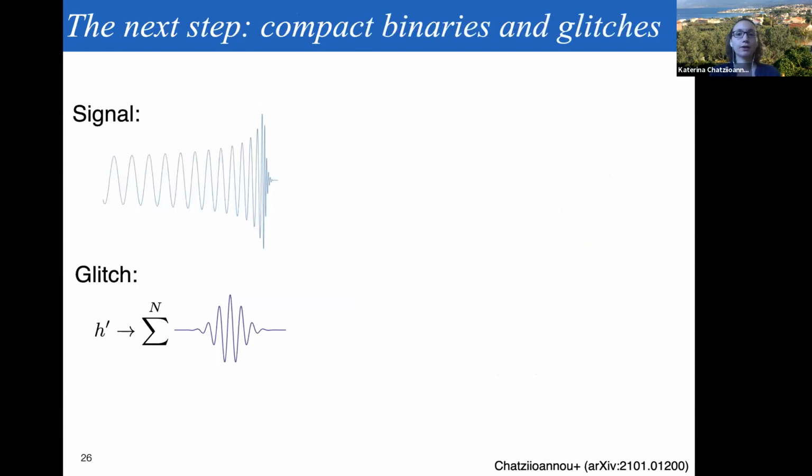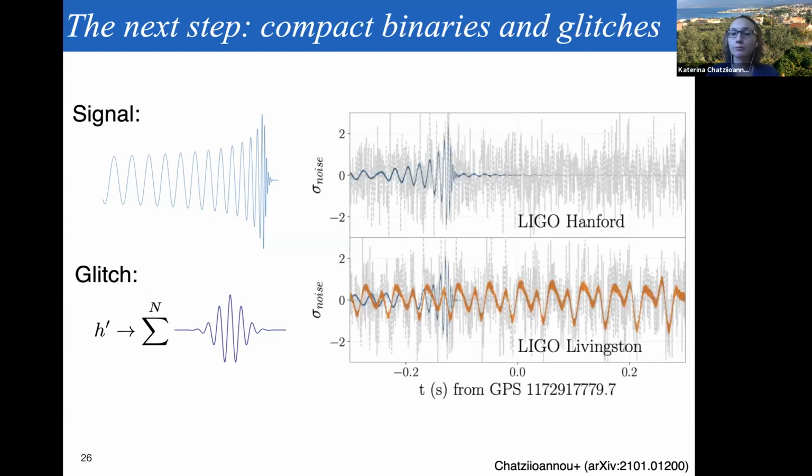So the final thing I'm going to talk about is an analysis to actually separate them, where you simultaneously look at the signal and the glitch. The signal is modeled as a binary black hole, like what you expect with something like a Phenom model. The glitch is the sum of wavelets, and you model them at the same time.